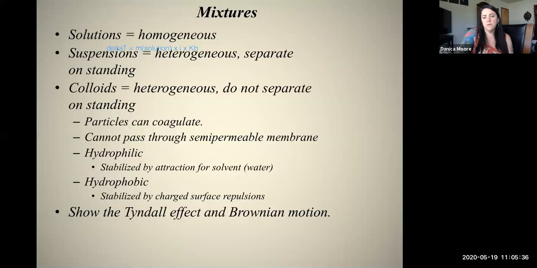Cool. All right. I'm just going to briefly talk about suspensions because they're kind of cool. So we've been talking about solutions, which are always going to be homogeneous, but you can have suspensions, which are somewhere between a homogeneous mixture and a heterogeneous mixture. The heterogeneous mixture being suspended is basically making it look like they're homogeneous.